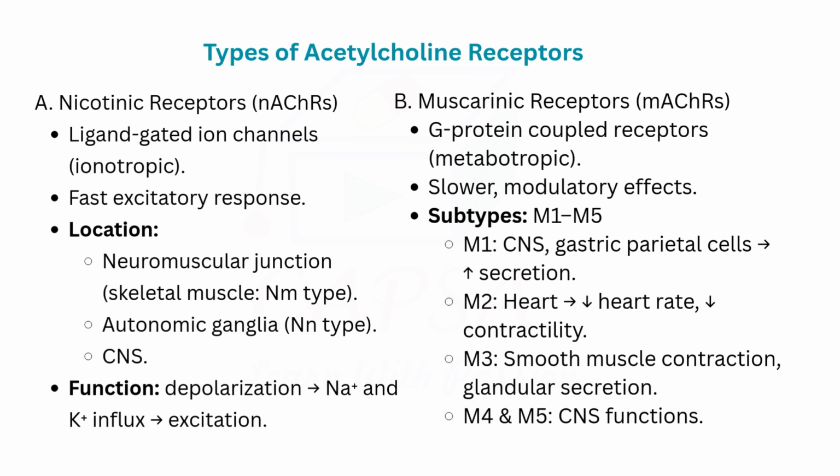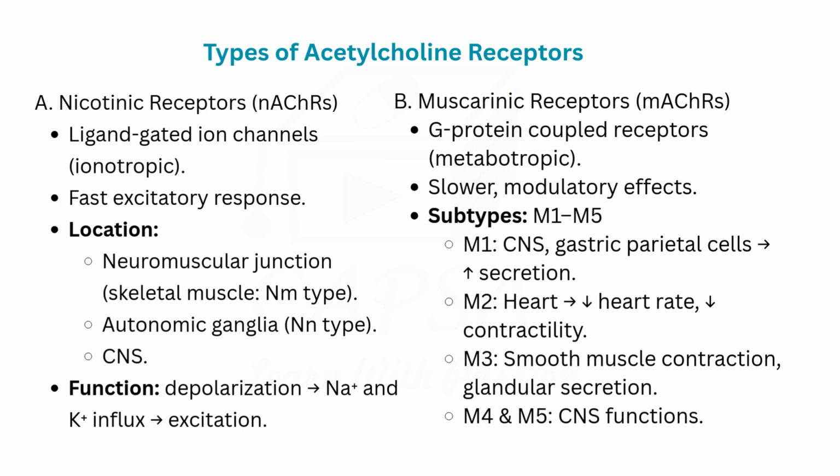Now comes the important part: how does acetylcholine act? It binds to two broad classes of receptors: nicotinic receptors and muscarinic receptors. Nicotinic receptors are ionotropic receptors, meaning they are ligand-gated ion channels. When acetylcholine binds, these channels open to allow sodium and potassium ions to move, causing depolarization and excitation of the target cell. Nicotinic receptors are present at the neuromuscular junction of the skeletal muscle and in the autonomic ganglia.